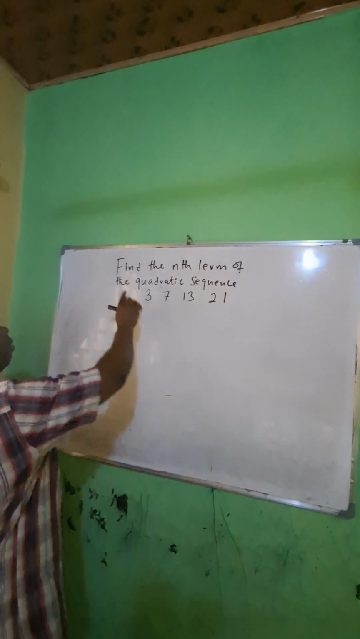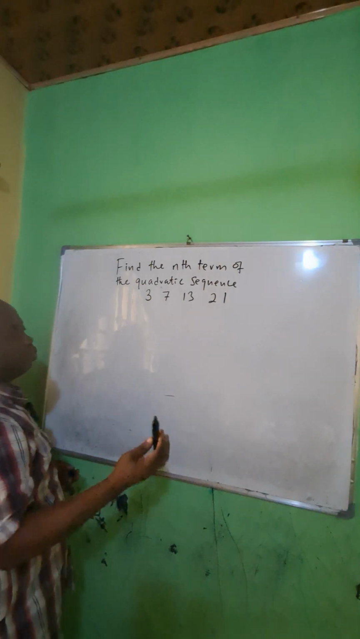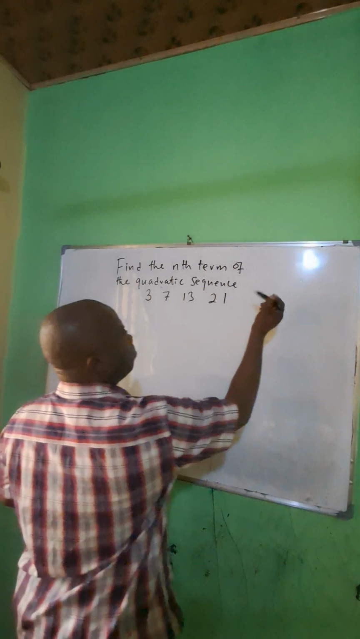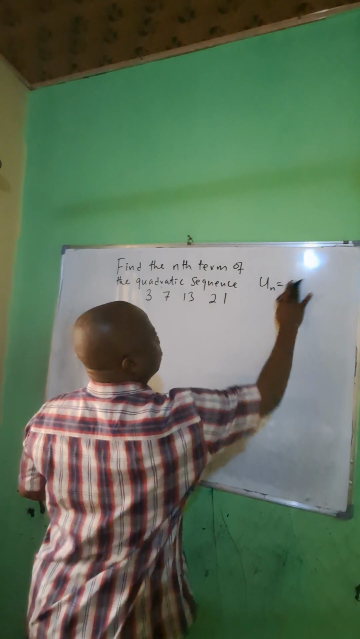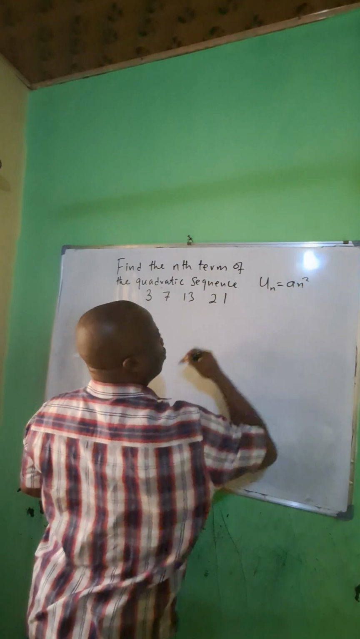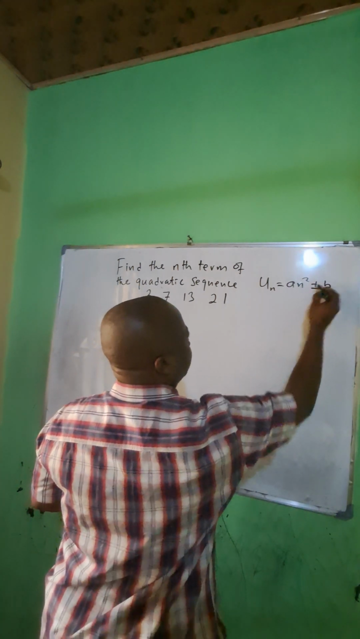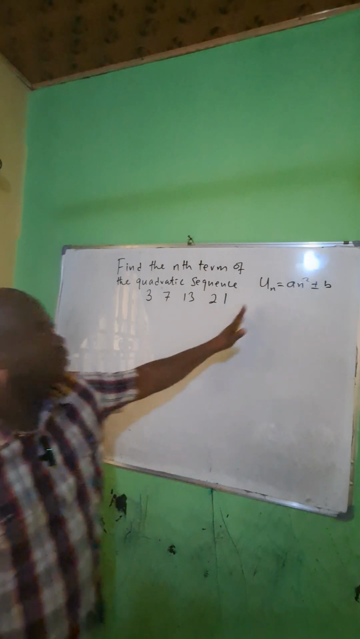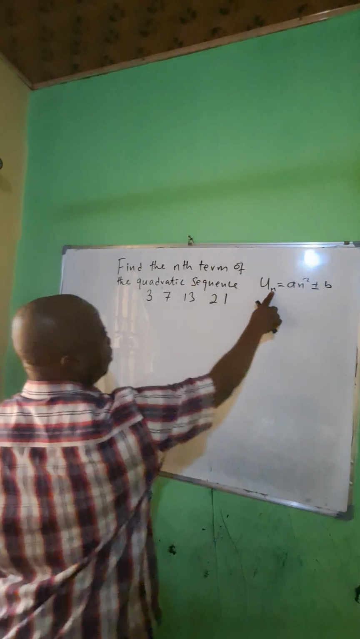Friends, let's solve this problem. Find the nth term of the quadratic sequence. A quadratic sequence is a sequence of the form a n squared, maybe plus or minus b. Okay? Once it looks this way, it's a quadratic sequence. Now, this is the nth term anyway.